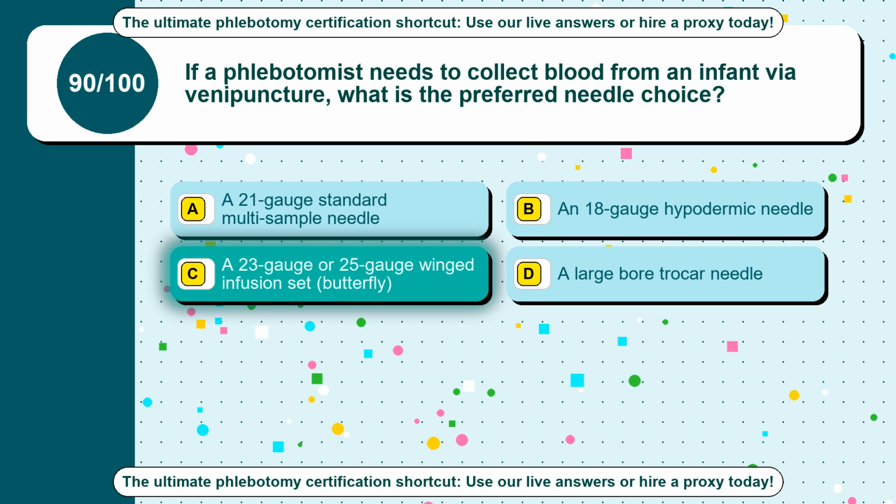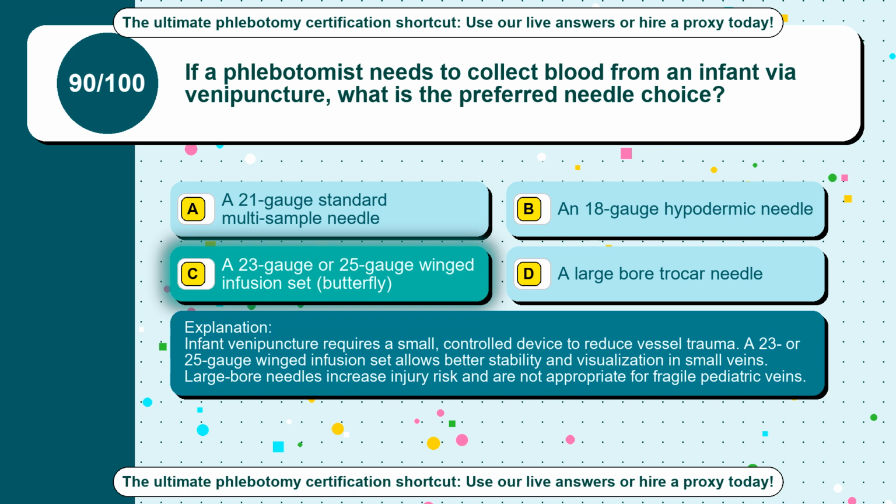A 23-gauge or 25-gauge winged infusion set, butterfly. Infant venipuncture requires a small, controlled device to reduce vessel trauma. A 23 or 25 gauge winged infusion set allows better stability and visualization in small veins. Large bore needles increase injury risk and are not appropriate for fragile pediatric veins.